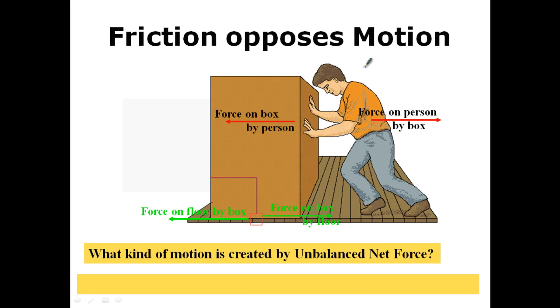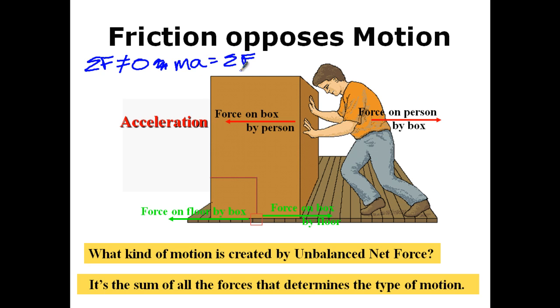So what kind of motion is created by unbalanced net forces? Unbalanced means the net force does not equal zero. We know from Newton's second law that mass times acceleration equals the net force. So what kind of motion is created by an unbalanced net force? Ding, ding, ding. Acceleration. Forces cause acceleration, or accelerations are caused by forces. Forces don't cause the mass, they cause the acceleration.